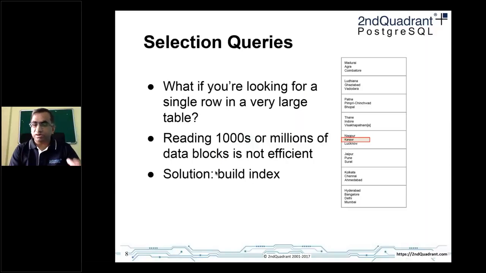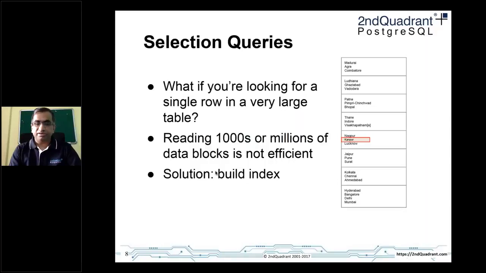And then you are looking for one particular row in that table. For a representation, I have created this diagram. This particular table as shown is not very large, but imagine that it's a pretty large table, and you are looking for one row where, say, city is Kanpur. So it's not practical to scan the entire table, maybe hundreds or millions of blocks every time, just to seek one row. So what do you do?